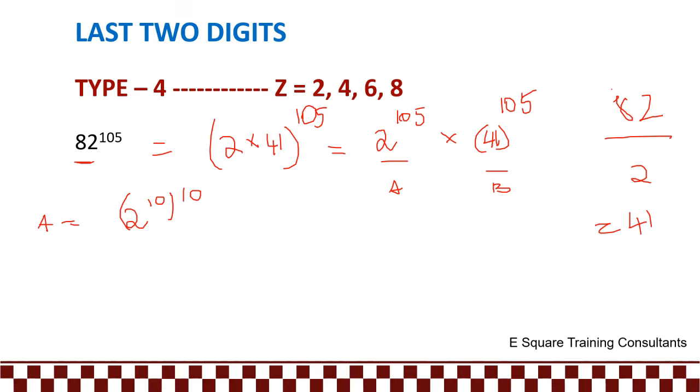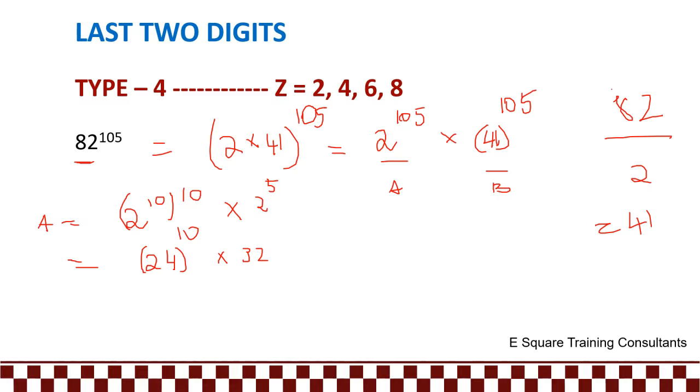So 2 power 100 is over. I still have only 5, so I can just write this as 2 power 5. So 2 power 100 into 2 power 5 is going to give you 2 power 105. Now 2 power 10 I know, which is 1024. So 1024 to the power 10 into 2 power 5. 2 power 5 we can easily calculate: 2 2s are 4, 4 2s are 8, 8 2s are 16, 16 2s are 32. So this is 32.